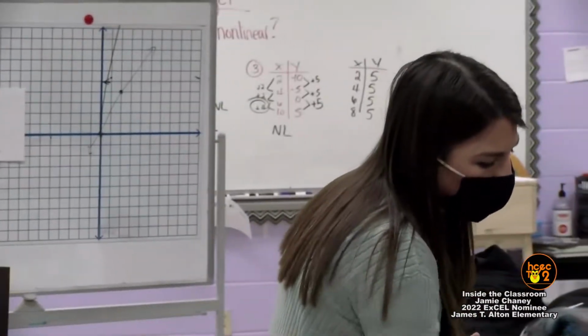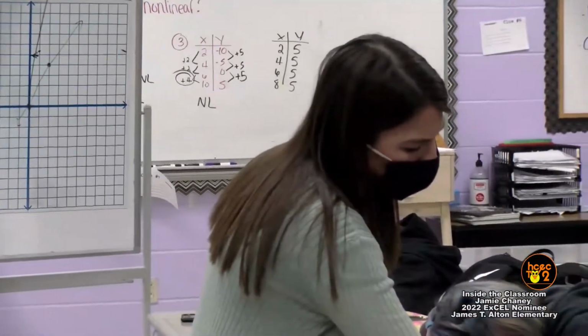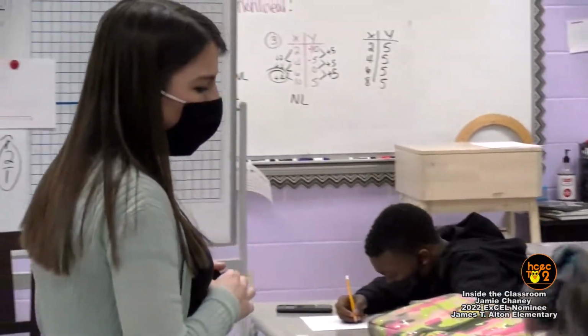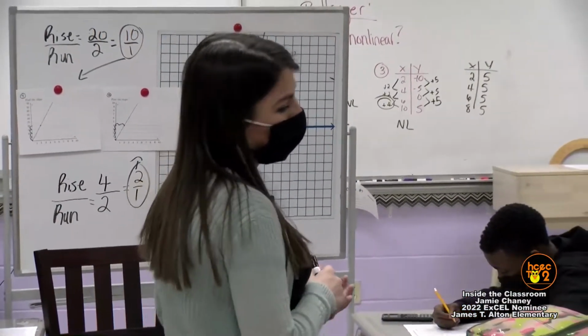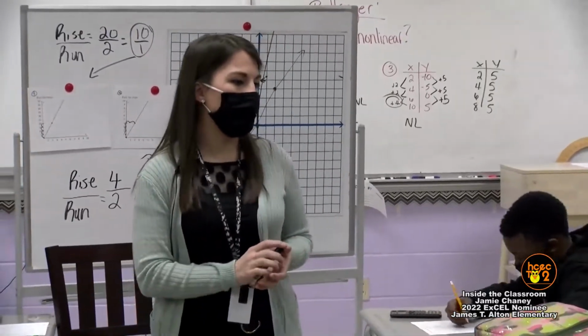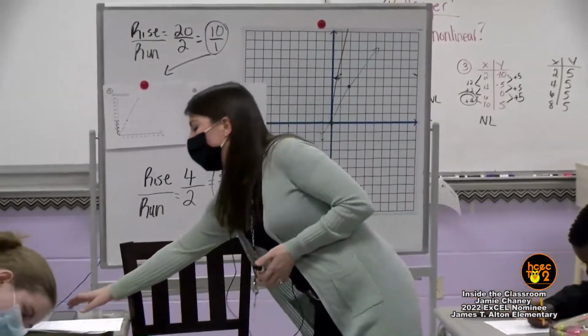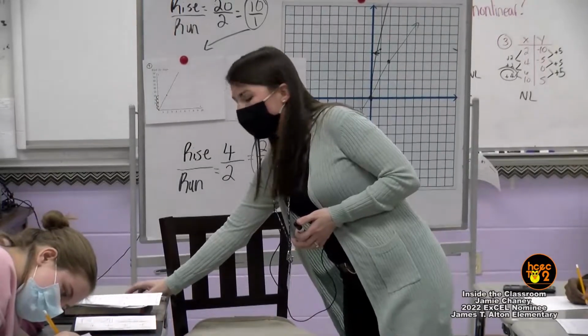Can I see yours? Does that go with this one? What does that say? 20 over 5? Okay. Can you simplify that any further? And if you're not sure, just pick up your calculator. Think 20 divided by 5.